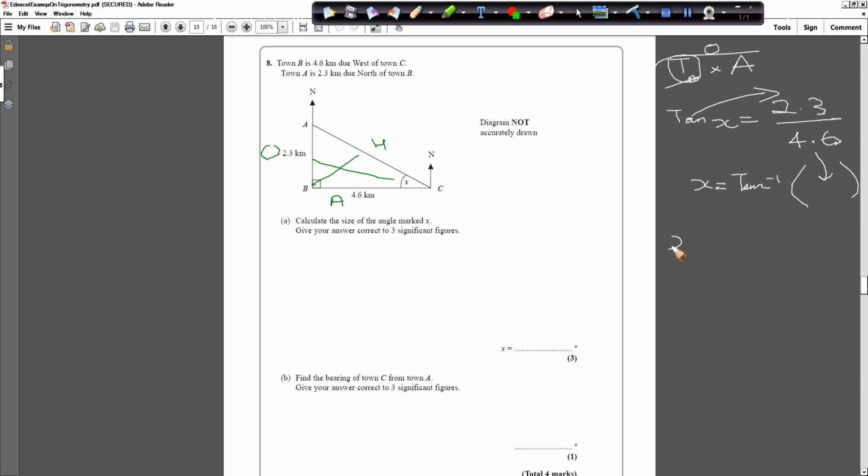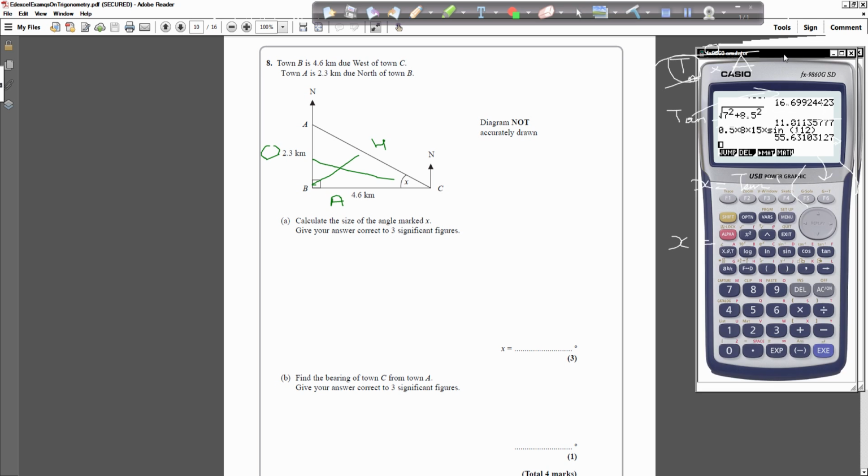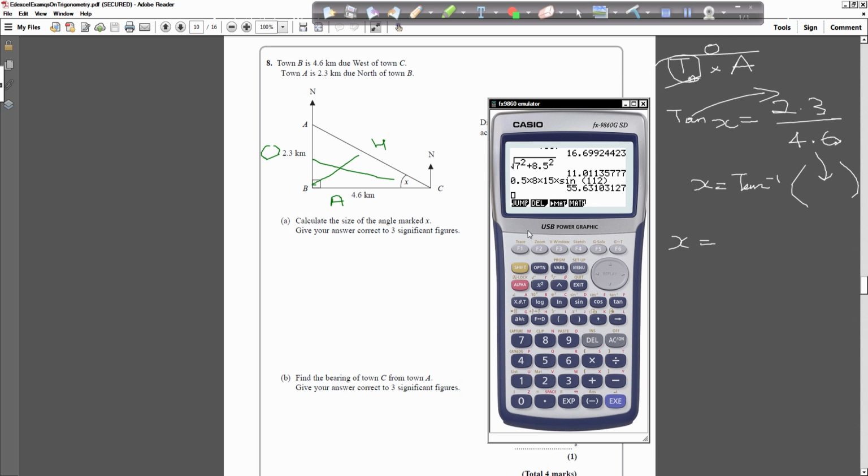Now let's put that into the calculator. x is equal to, and let's bring the calculator over. So what do we do? Shift, tan minus 1, brackets, fraction, 2.3 replay, bring it to the bottom, 4.6. Bring the replay to the top. Close the bracket. Equals. So what's the value of x now?